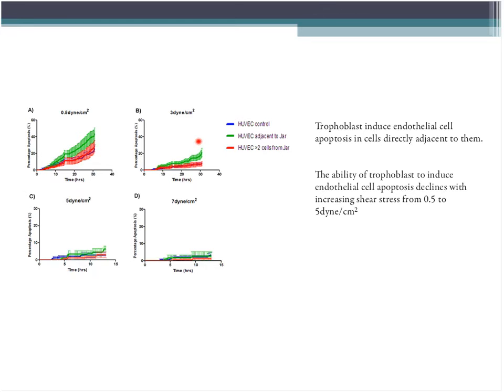And this is repeated again in a 3 dyne per centimetre culture. The second key thing we saw was that the ability of trophoblasts to induce endothelial cell apoptosis declines with increasing shear stress. It's quite high, almost near the 40% mark in the 0.5 dyne per centimetre cultures, but this drops down as you increase the shear stress, so that by 5 dyne per centimetre you're really only getting about 5% cell death, and there's no significant difference between any of the types of HUVECs that we looked at. So this indicates that low shear stress promotes trophoblast-induced endothelial cell apoptosis.